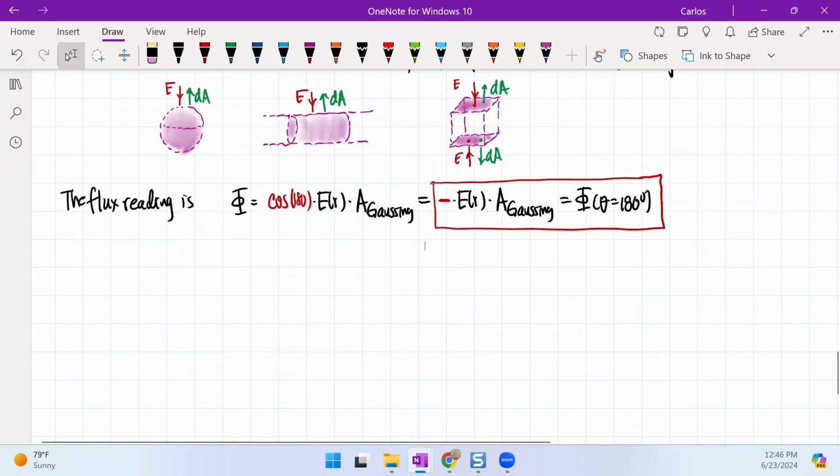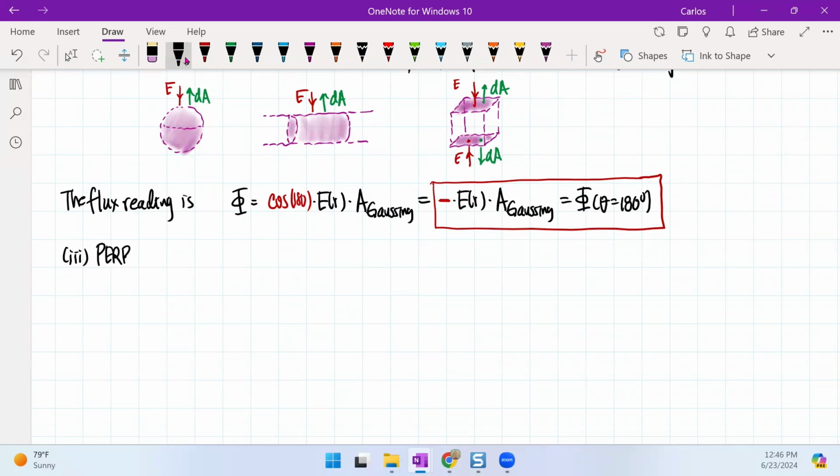So then this flux right here is for 180 degrees. So now the last one that we want to pay attention to is the perpendicular. So when I'm thinking about the perpendicular, what I'm really looking at here is that we have perpendicular E and dA. So now we're looking at angles of 90 degrees.